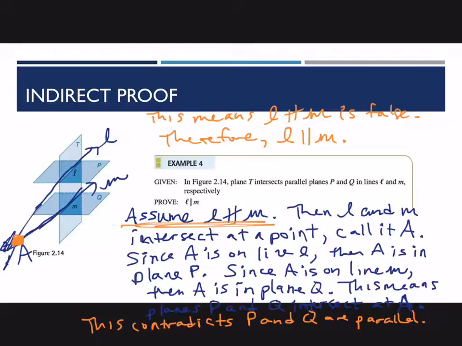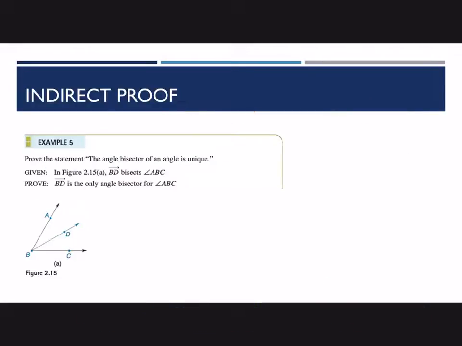Okay. Now here's another little symbol you'll see when you've reached the end of a proof. Sometimes we'll write a little square, either blank like that or you can shade it in. And that just sort of indicates the end of a proof. Alright, let's do another example. And this will be our last one. Okay, so example 5 from the textbook. Prove the statement, the angle bisector of an angle is unique.